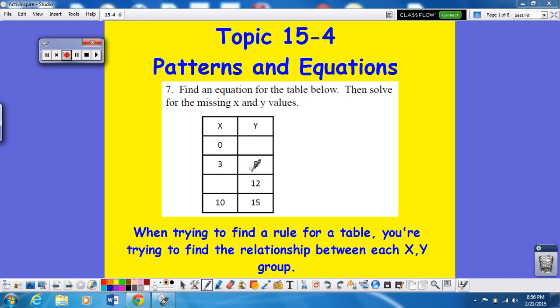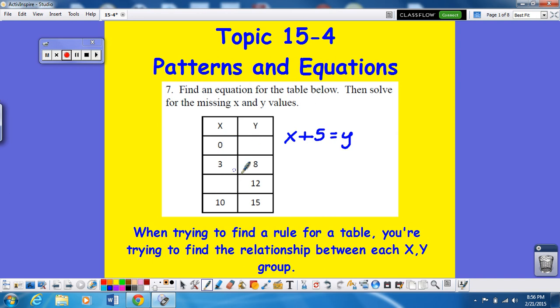And first I'm going to look at addition. How did I get from 3 to 8? Well, plus 5 would work. 3 plus 5 is 8. Let's look down here in this other one that's complete. Is 10 plus 5 15? And it is. So if you'll look at the table, we've taken the x value and we've added 5 to it to get the y value. So the equation for this table would be x plus 5 equals y.